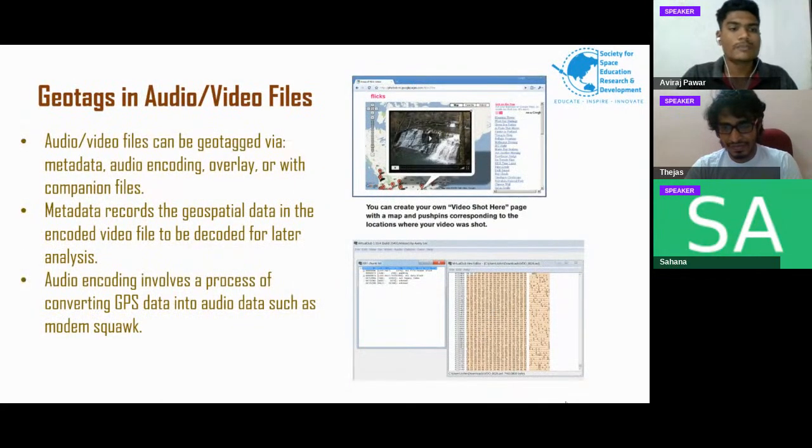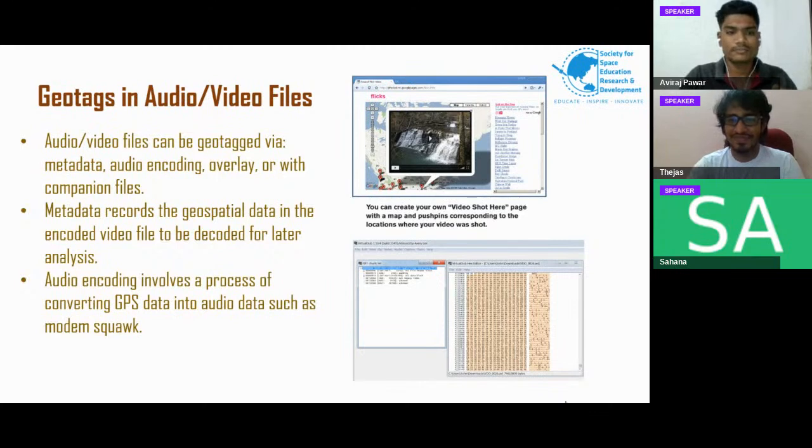Geotag in audio and video files. Audio or video files can be geotagged via metadata, audio encoding, overlay, or with companion files. Metadata records the geospatial data in the encoded video file to be decoded for later analysis. Audio encoding involves the process of converting GPS data into audio data, such as modem squawks.